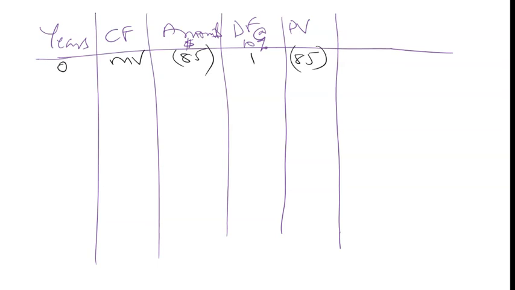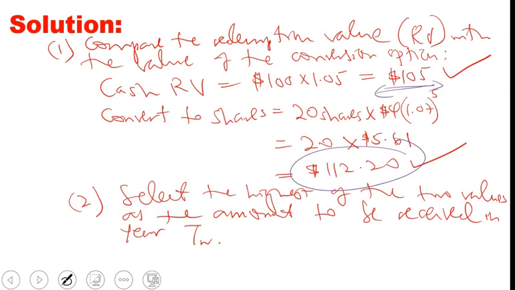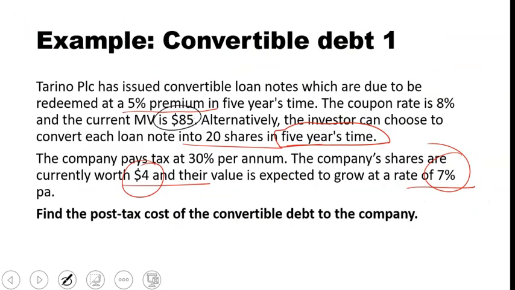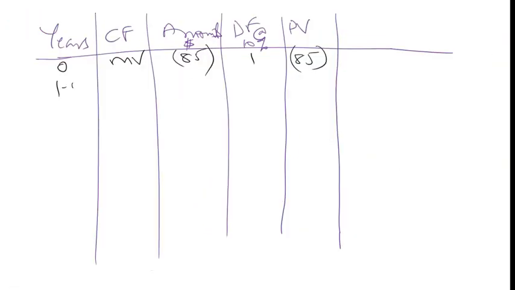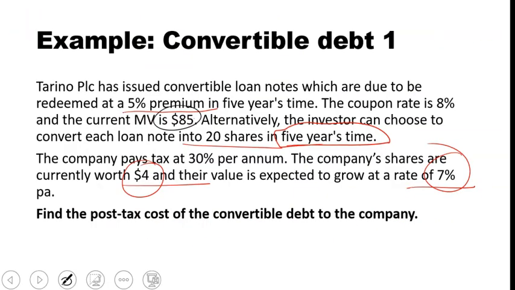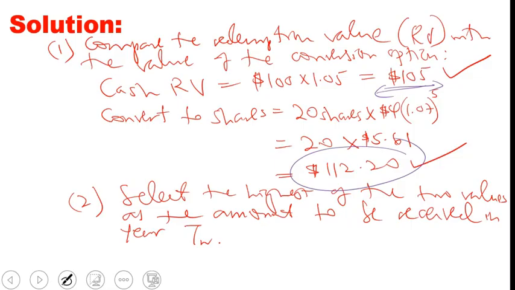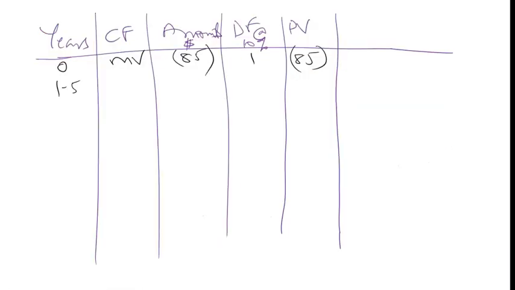Then years 1, how many years are we talking about here? That's 5 years. So that's year 1 to 5. The interest was 8%. Interest rate is the same as coupon rate. So 8% of $100 nominal, that's $8. Okay, so the interest payments, we are talking of $8.